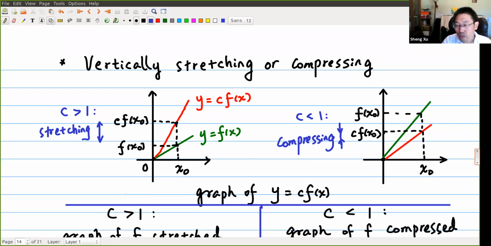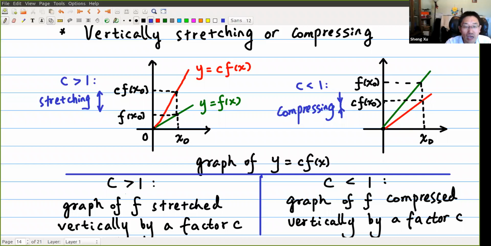So first, let's look at vertical stretching and compressing. Suppose I have a graph for the function y equals f(x), like a green curve here. Now, what's the graph of y equals c times f(x)? Again, analyze the effect of multiplying by c on one arbitrary point, (x naught, f(x naught)), on the green curve, this point here.